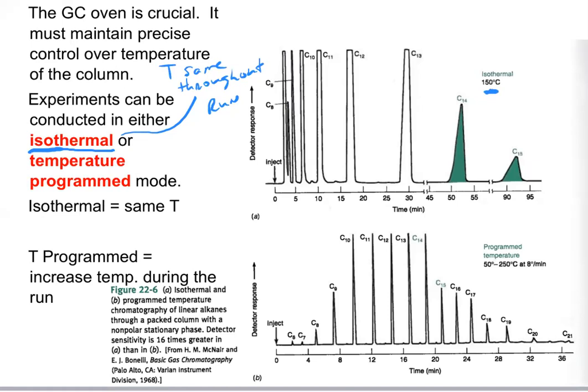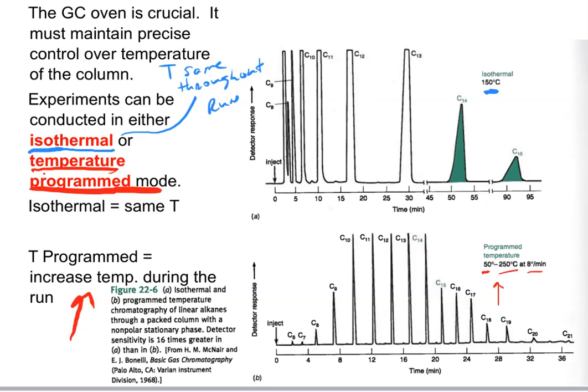But you can also run your experiment in temperature programmed mode. This is where you're going to change the temperature during the run. Usually you increase it. You run a temperature ramp or gradient. So maybe you start off at 50 degrees at the beginning of your experiment, and you slowly increase the temperature at a fixed rate. Here it's 8 degrees per minute, up to 250 degrees centigrade. So you're increasing the temperature at a very specific rate.